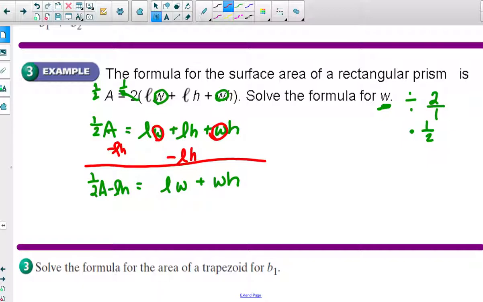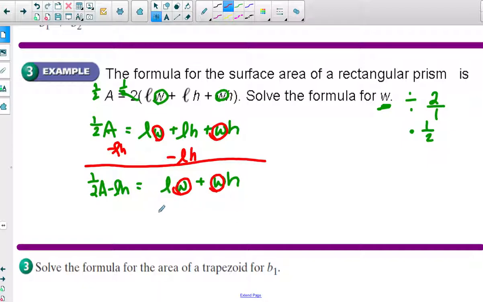All right, so now that we've completed that step, it's a good idea to refocus. We're solving this formula for W. So that means I need to get W by itself. Well, we're multiplying W to the L, and we're multiplying W to the H. And then we're adding those two terms together. So let's factor that W out.